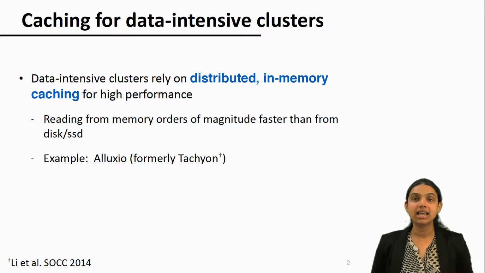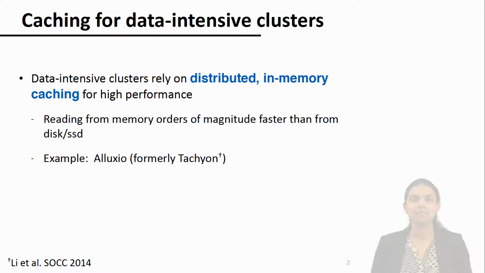Reading from memory can be orders of magnitude faster than reading from disks and even SSDs. For this reason, many data-intensive clusters employ distributed in-memory caches, or in other words, cluster caches for high-performance applications. An example of such a cluster cache is Alluxio, formerly known as Tachyon, which can be used as a caching layer on top of various storage systems such as Hadoop Distributed File System, Amazon S3, etc.